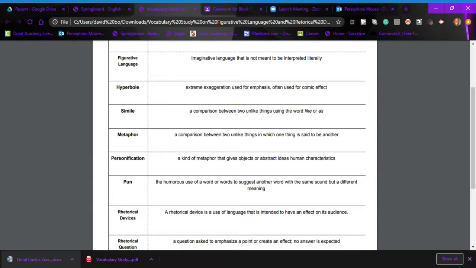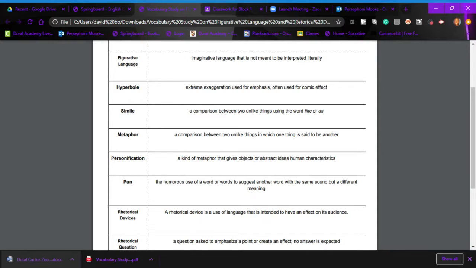The next term for figurative language is a hyperbole. A hyperbole is an extreme exaggeration used for emphasis, and it's often used for comic effect. That doesn't mean it's often used in comics, like comic strips. It's used for a funny effect, as a device to be funny. So a hyperbole that I love to use is, "Oh, my mom's going to kill me." She's not going to literally kill you. She might hurt you a little bit, but she's not going to kill you. But that means that you're in trouble, right?